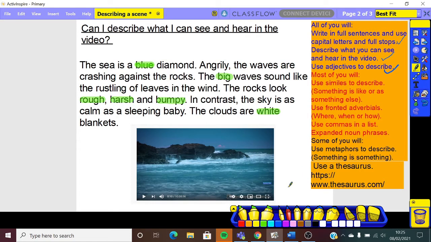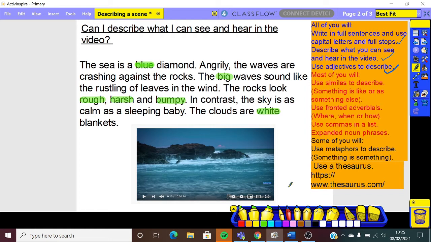Okay, most of you will use similes to describe. Now, a simile is when you say that something is like something else. So let's have a little look through mine. So I have got the sea as a blue diamond. However, that's not a simile because I'm saying that it is something. So that's something else. Have a little think about what that's called.